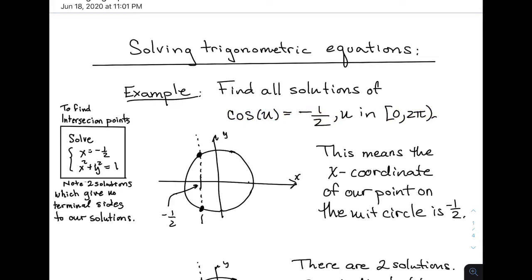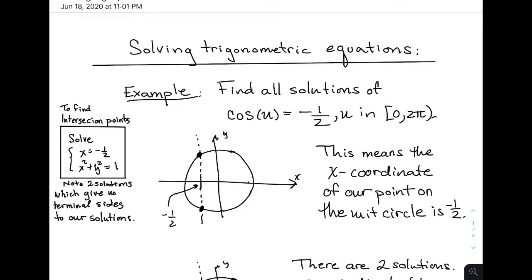Okay, so remember that cosine u is the x-coordinate of a point on the unit circle that corresponds to u. I'm going to actually draw that here. So for instance, this angle here is u, and the x-coordinate of this point is then cosine u, and the y-coordinate is sine u. That's less important right now. First, let's find the points on the unit circle that have x-coordinates -1/2.